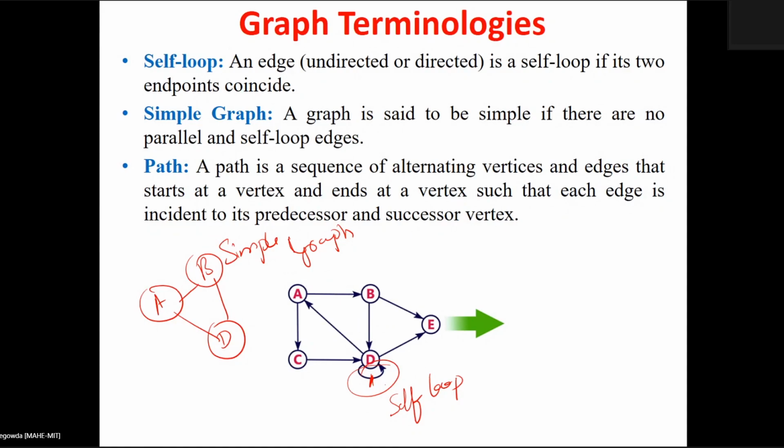Next, we have a path. A path is a sequence of alternating vertices and edges that starts at a vertex and ends at a vertex. Sometimes you may be asked to find the path from the source node to the destination node. For example, to find the path from A to D, this can be written as A to B, B to C. There may be multiple paths also. It is nothing but the combination of vertices and edges.